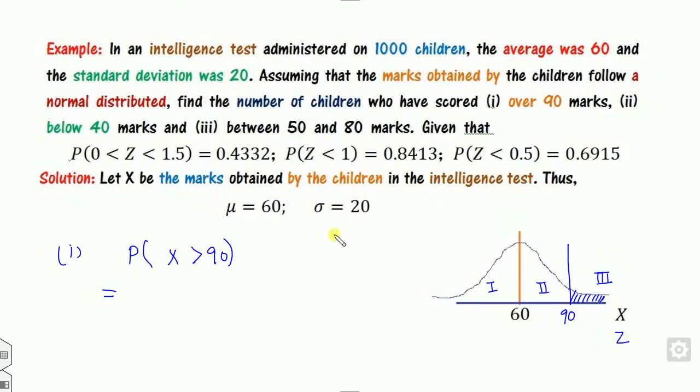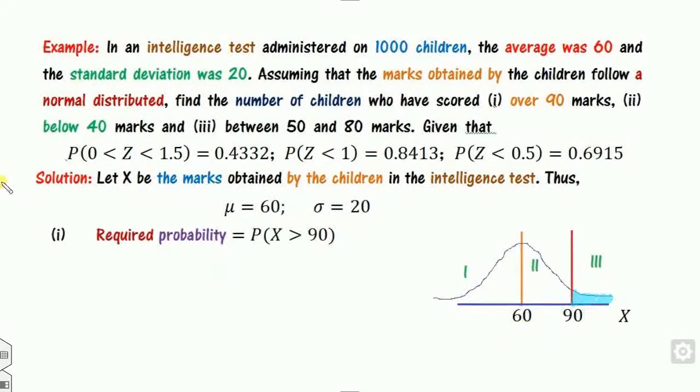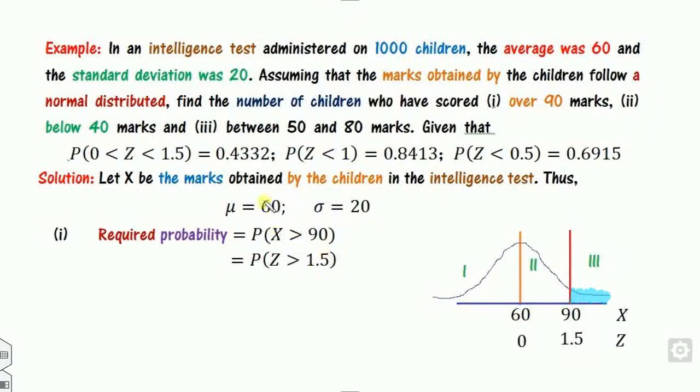Now convert into Z. Z is x minus mu divided by sigma. So this is my 0. 90 minus 60 is 30, divided by 20 is 1.5. So you can write 90 corresponding to 1.5. Now look at 1.5. This 1 is not needed. It is 0 to 1.5, which means the second area is given to you here. But we need the third one. How do you find it? You can subtract from 0.5.